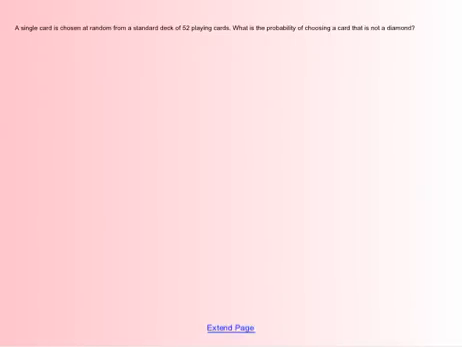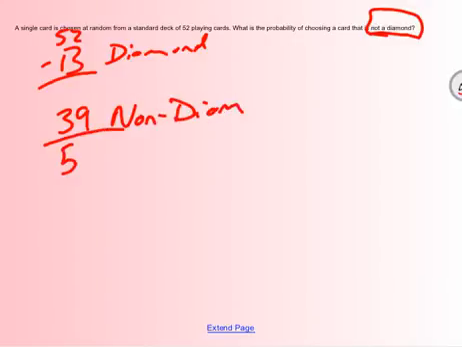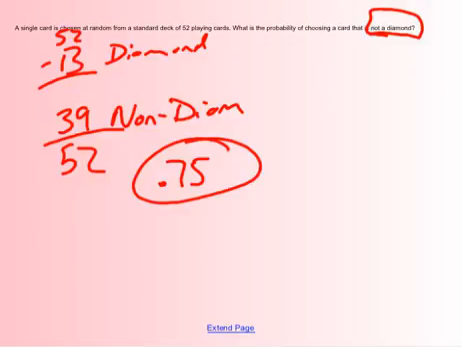Let's look at this. A single card is chosen at random from a deck of 52 playing cards. What is the probability of choosing a card that is not a diamond? Good news, there's 13 diamonds. So if I did 52 minus 13, I'd find out that there's 39 non-diamonds. So that's what I want. Out of 52, 39 divided by 52 is 0.75 that are non-diamonds.